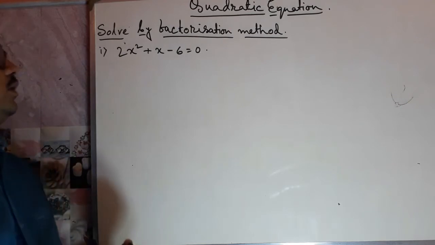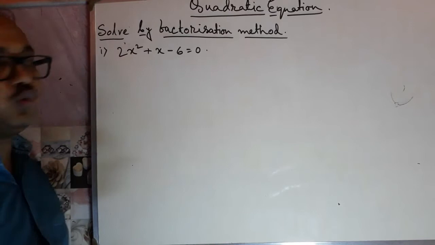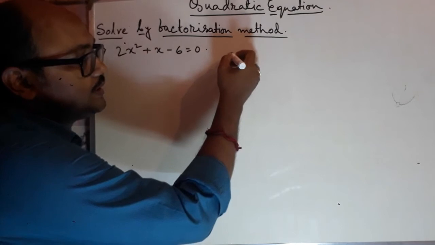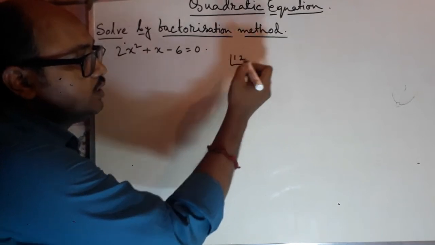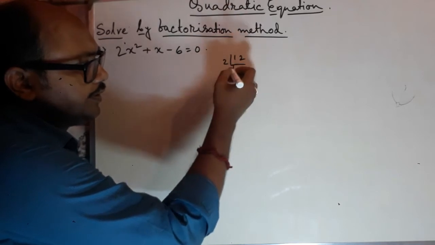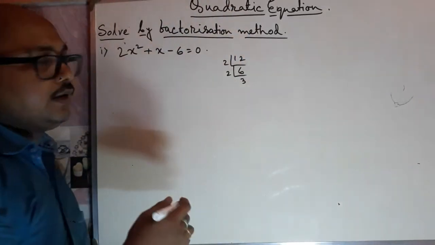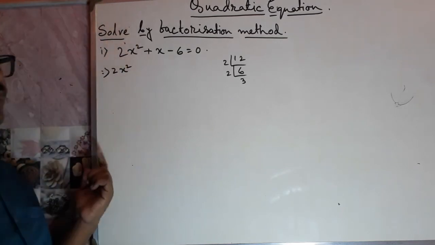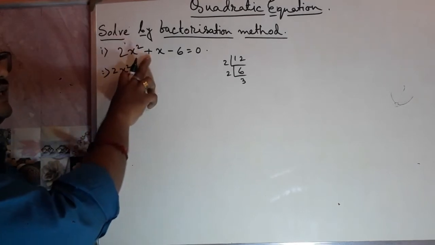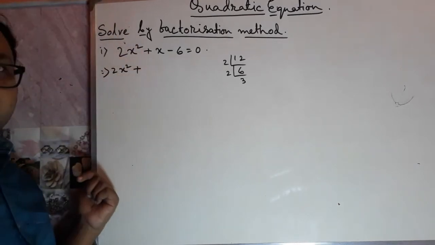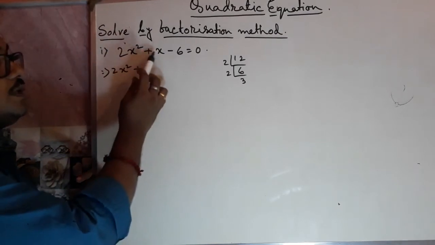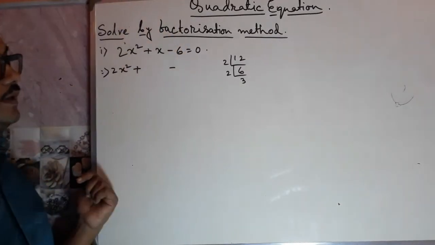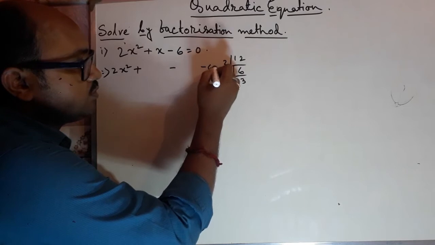Still, I am showing you. What is the coefficient of x² here? 2. And the constant term is minus 6, let it be 6. So 2 into 6 is equal to 12. Now factorize this 12. Write the first term as it is. After that, what is the sign here? Plus, write it. Then the product of these two signs, plus into minus, is minus. Then minus 6 equals 0.